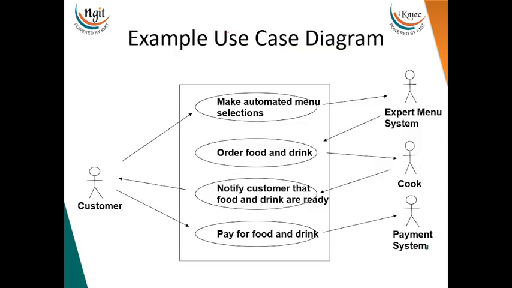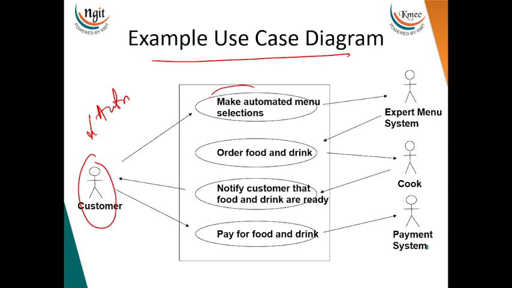There is an example here. Here we have a use case diagram. A customer is an actor, correct, who makes a home automation selection from an expert menu, which is also an actor. What will this expert menu do? It orders food based on our requirement. We select it from here and then we give an order.